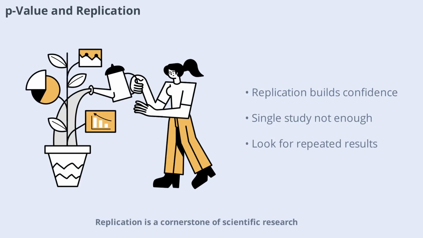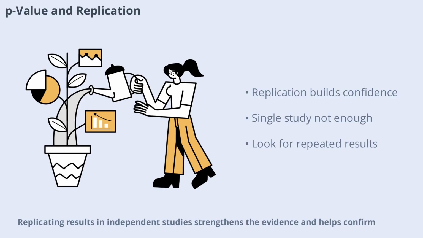Replication is a cornerstone of scientific research. A single study with a small p-value isn't enough to establish a finding as true. Replicating results in independent studies strengthens the evidence and helps confirm that the observed effect is real and not just a fluke. Always look for replicated findings when evaluating scientific claims.